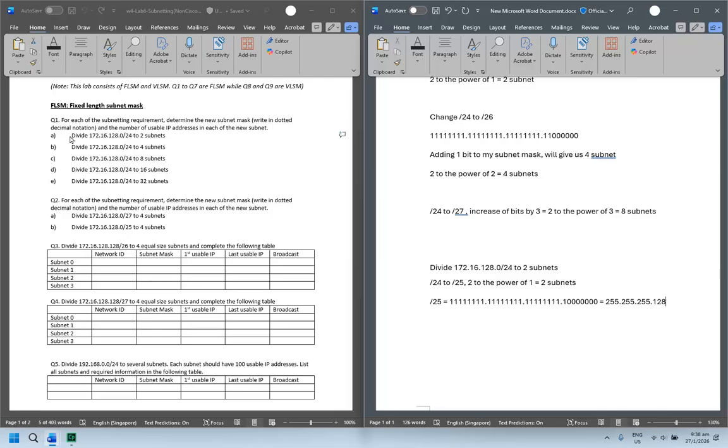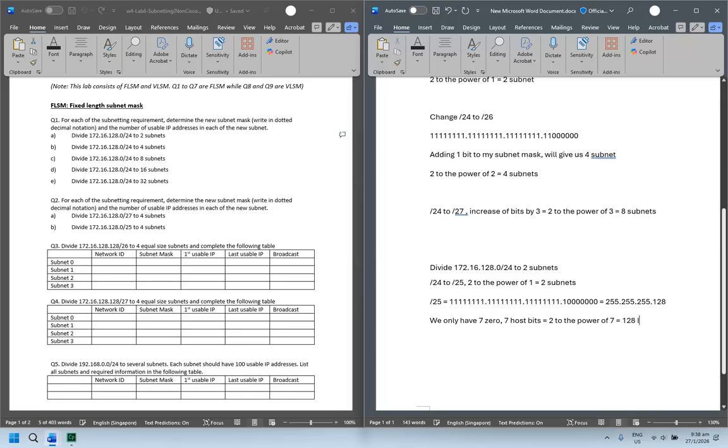For each of the subnetting requirements, determine the new subnet mask written in decimal dotted notation, and the number of usable IP addresses. In order to calculate the number of usable IP addresses, we look at the number of host bits. Having a /25, we have 7 host bits. So 2 to the power of 7 will give you 128 IPs.